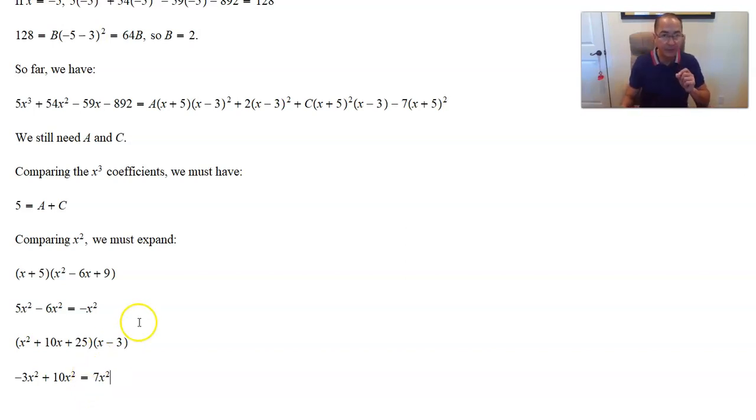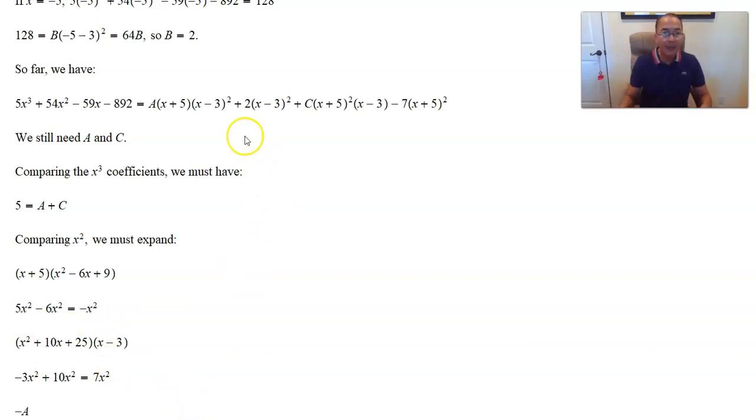Now bring in the coefficients. There's an a here to go with this minus x squared. So this we expanded over here. So we get minus x squared, we get minus a.